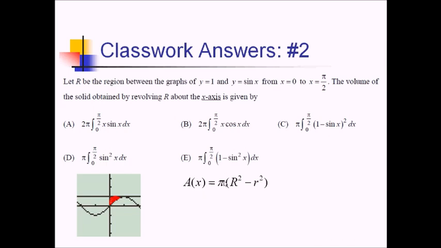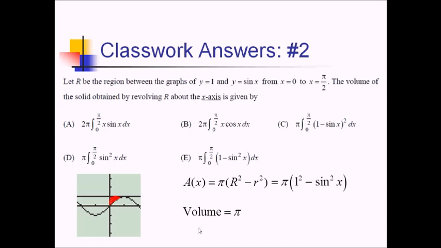The outer radius here, the radius further away from the axis of revolution, is just the line y equals 1. So that's going to be 1 squared for R squared. For little r, we've got the inner radius here, sine, the closest distance away from the x-axis. So this is going to be minus sine squared of x. And now I'm going to put all of this inside an integral.